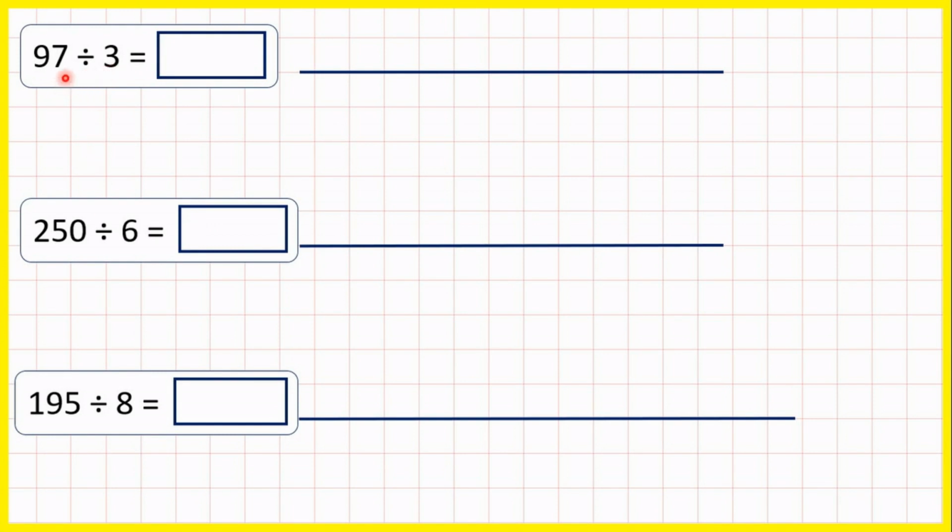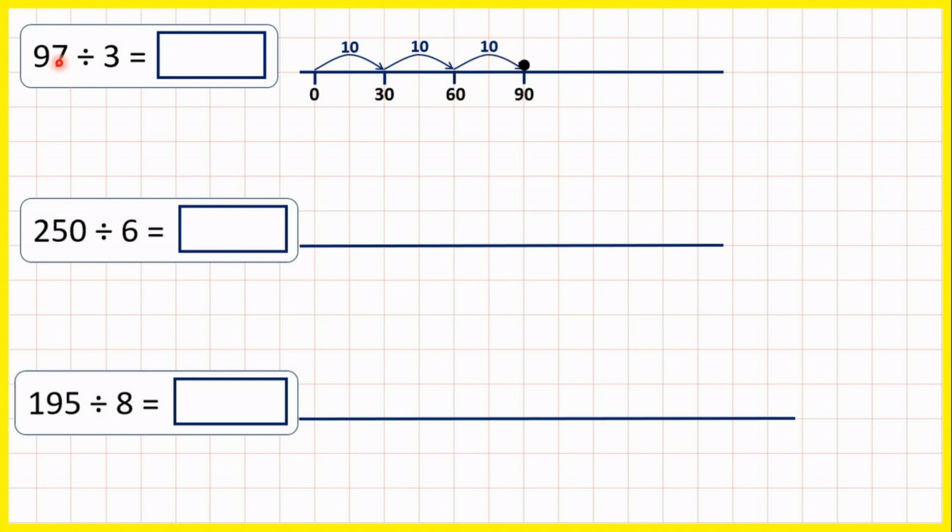Now we're going to answer these questions by chunking on a number line, but for these questions we're going to get a remainder in our answer. So for 97 divided by 3, because 97 is much bigger than 3, rather than counting up in steps of 3, we can count on our number line in steps of 10 times 3, so in steps of 30. So 10 times 3 is 30. If we add another 30, so another 10 lots of 3, that takes us to 60, and then another 10 lots of 3, so another 30 takes us to 90.